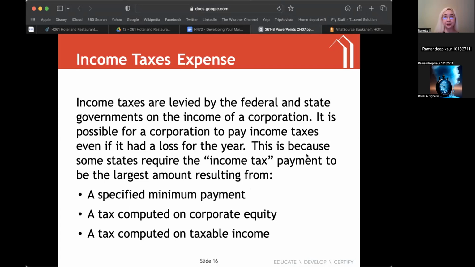So two things that are unavoidable in life are paying taxes and also death. Hopefully, we don't meet death anytime soon, but taxes are expected, right? So what are income taxes expense? Raman?